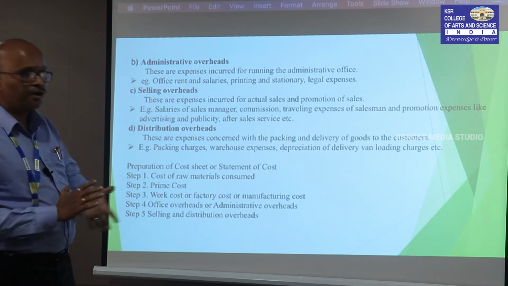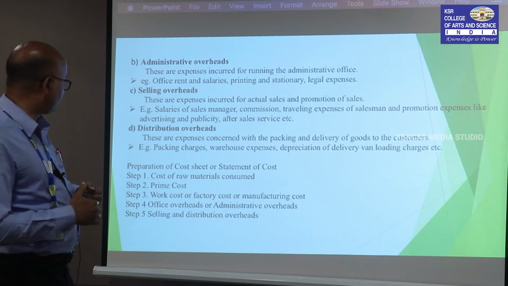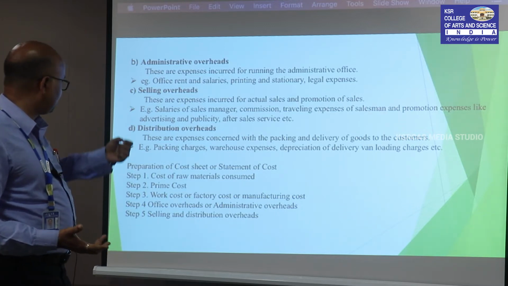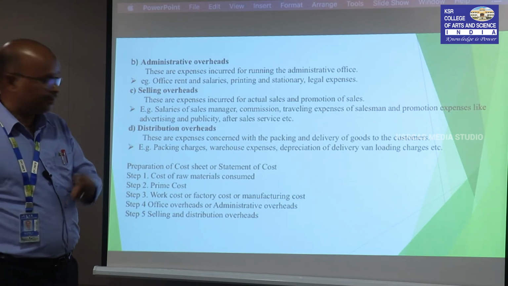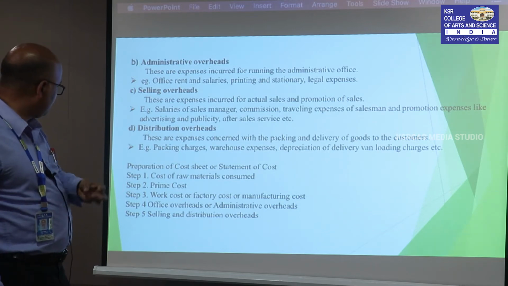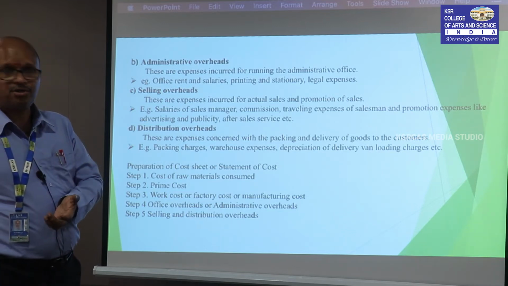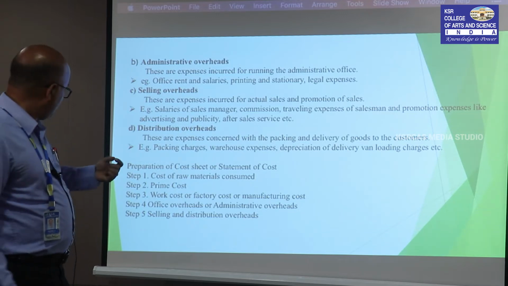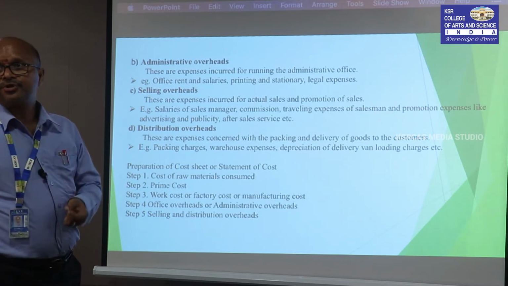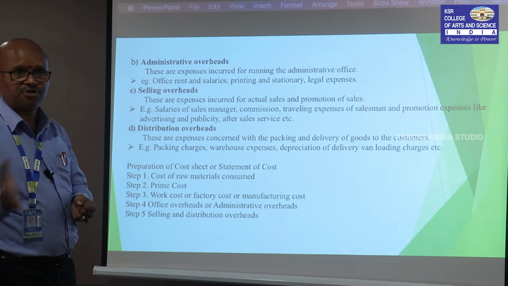The next one you are going to see is the preparation of cost sheet. Here, as far as the preparation of cost sheet is concerned, the first step to be derived is the cost of raw material consumed. The second is the prime cost, and the third is the work cost, or the factory cost, or the manufacture cost. The fourth is the office overheads or administrative overheads. The fifth is the selling and distribution overheads. Let us see in detail the specimen of a cost sheet.